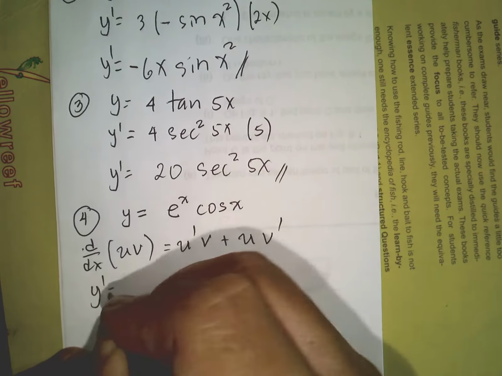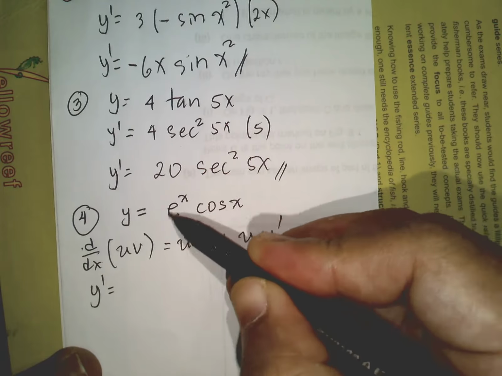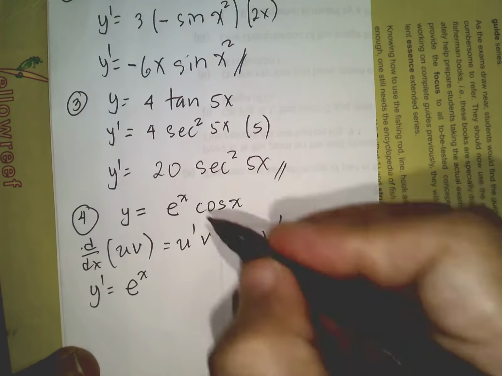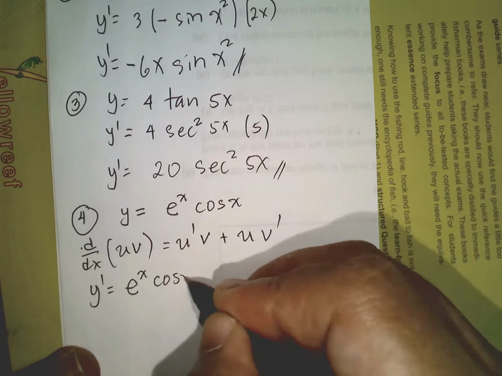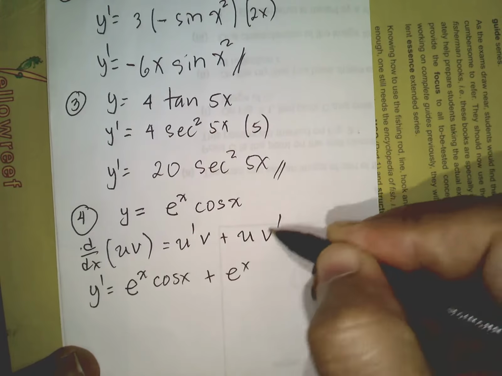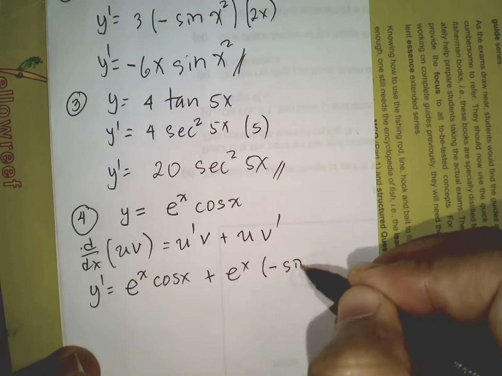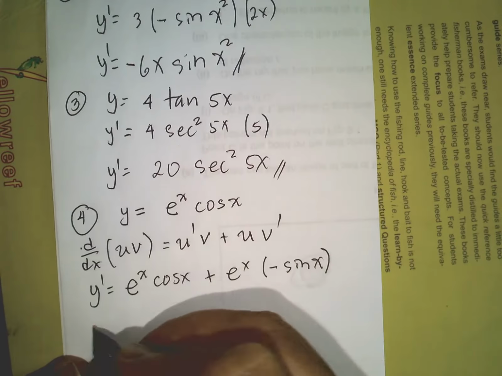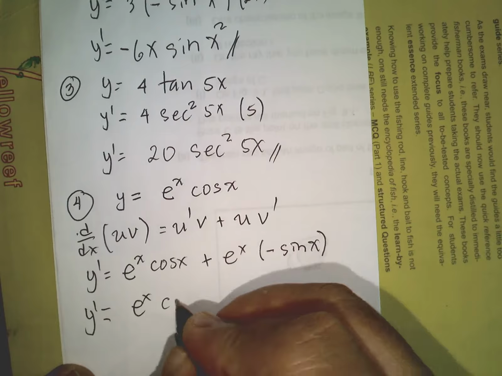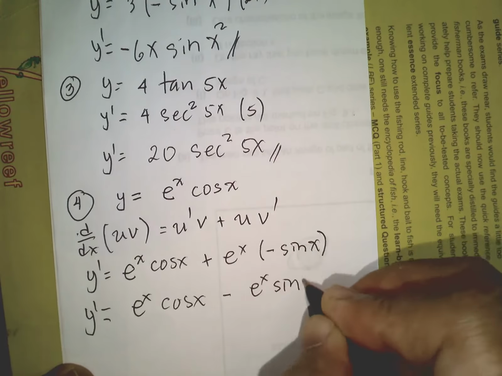So my y prime now is equal to, just follow this one, u prime, the derivative of e to the x, is what? e to the x. Then copy cosine x plus u, which is e to the x, times the derivative of v, the derivative of cosine x, which is negative sine x. So the final answer is y prime equals e to the x cosine x minus e to the x sine x.